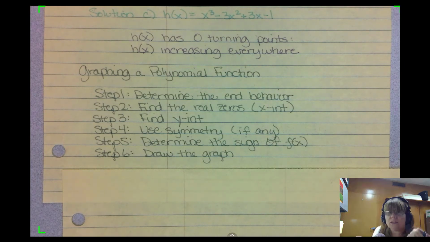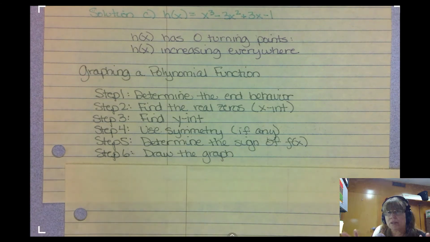Third, you want to find the y-intercept. For the 4th step, you're going to use any symmetry if there is any. So we might have symmetry where x equals h, or we might have symmetry where y equals x. So we might have that symmetry around 0, or we might have symmetry around the y-axis or something like that. Then we're going to determine the sign of f of x. I'll explain that in a little bit. And ultimately, using all of this information, we are going to draw our graph.